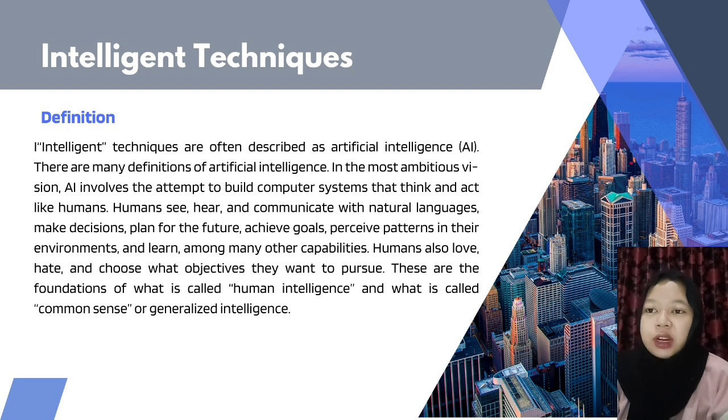Humans see, hear, and communicate with natural language, make decisions, plan for the future, achieve goals, and perceive patterns in their environment. Humans also love, hate, and choose what objectives they want to pursue. These are the foundation of what is called human intelligence, also called common sense or generalized intelligence.